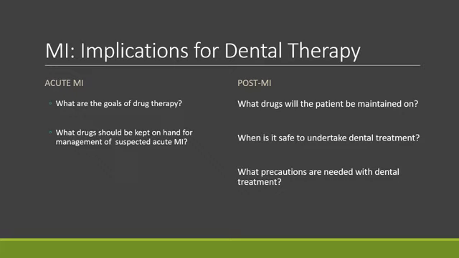Well, the first thing we need to do is stop treatment, and then we need to look at what are the goals of the drug therapy and what drugs should be kept on hand for management of the suspected acute MI. Now, in terms of the post-MI, what are the questions that we have? We want to know what drugs will the patient be on or likely be maintained on, and then when is it safe to undertake dental treatment, and what precautions do I need to consider? We'll talk about each of these.